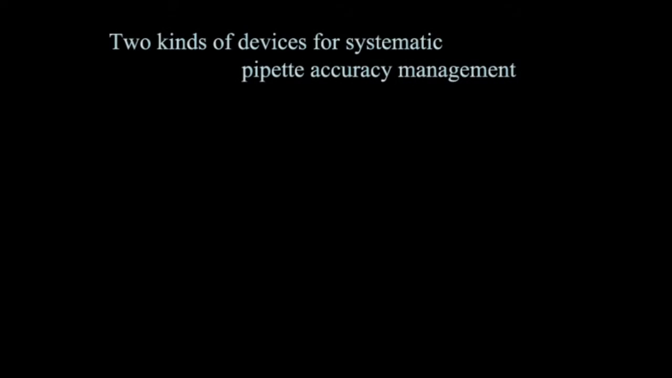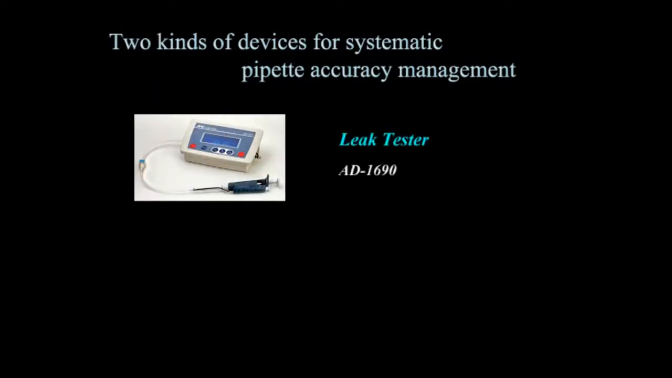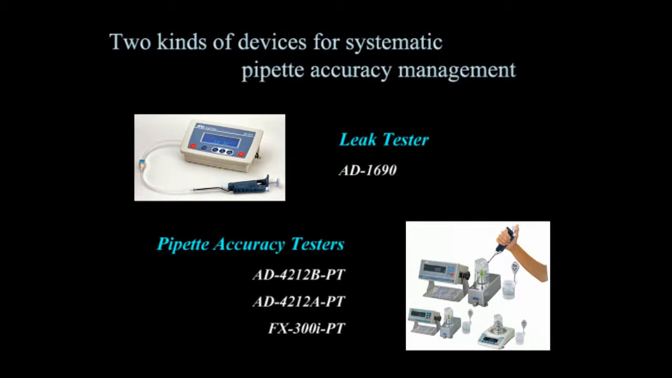A&D offers two kinds of devices for systematic pipette accuracy management. One is the AD1690 leak tester, which can instantly determine whether a pipette needs repairing or not. The other is a series of pipette accuracy testers. With these testers, you can easily test for systematic and random errors of pipettes using the gravimetric method, which is recommended by ISO 8655. Let's look at each of these devices in detail.